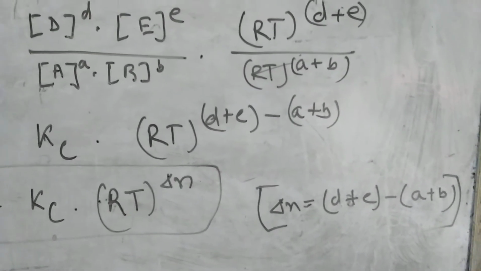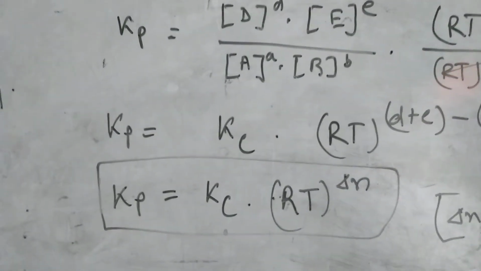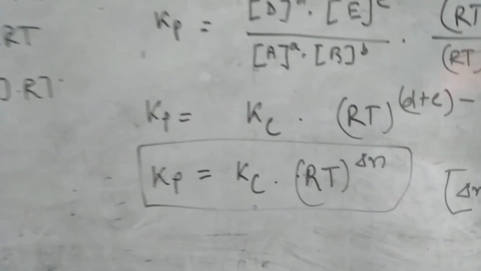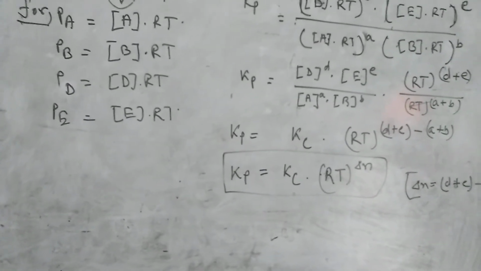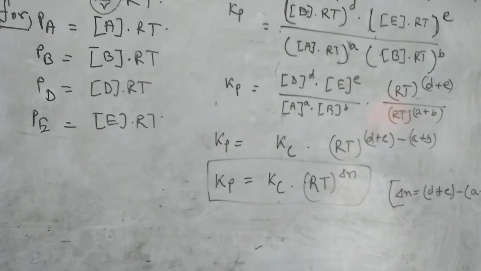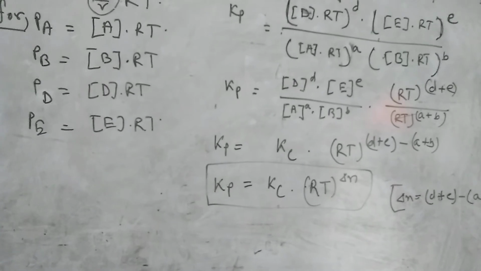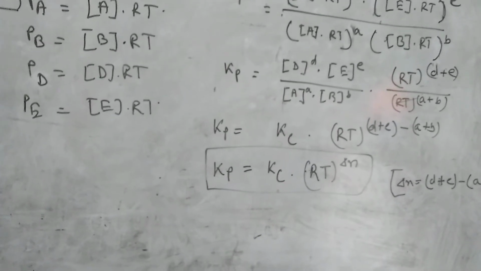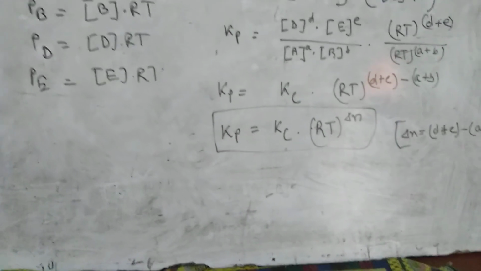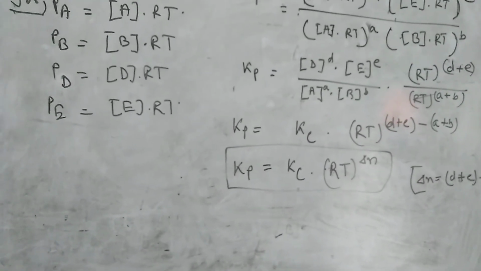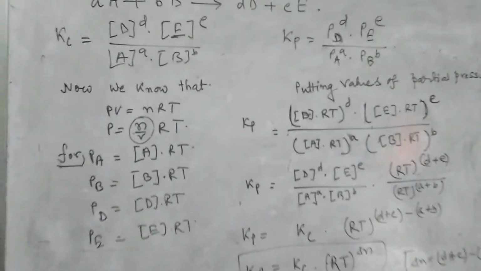Now if we write (d plus e) minus (a plus b) equals delta n, then Kp equals Kc into (RT) to the power delta n. Is it clear? Now, in which case may Kp and Kc be the same? If delta n equals 0. In any case where the delta n value is 0, at that time Kp becomes equal to Kc. Okay, I think you get it.